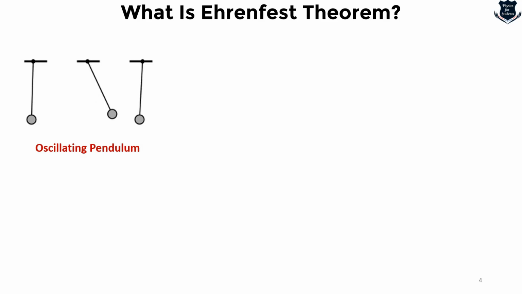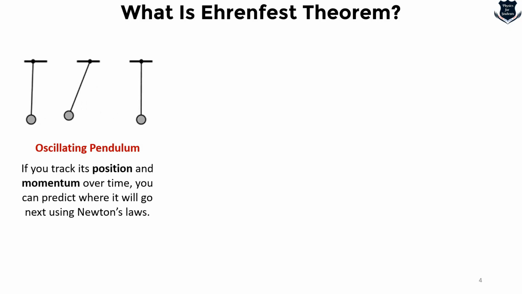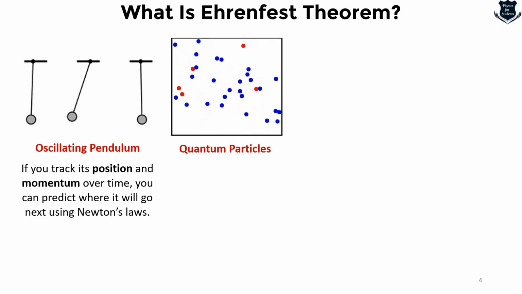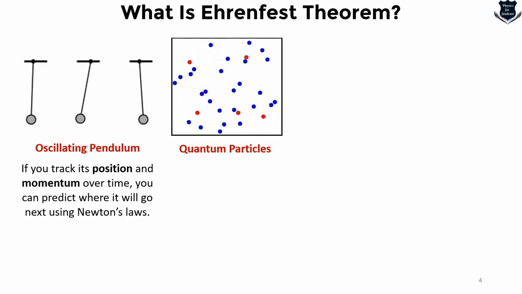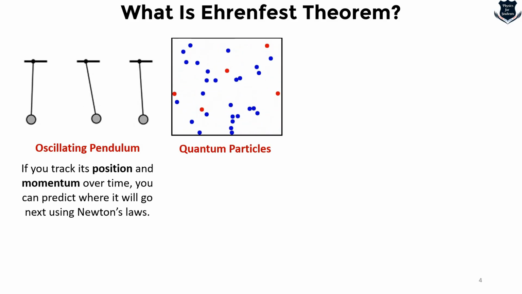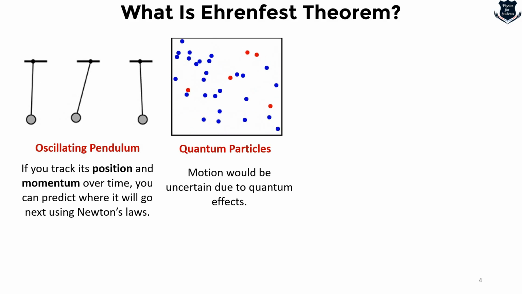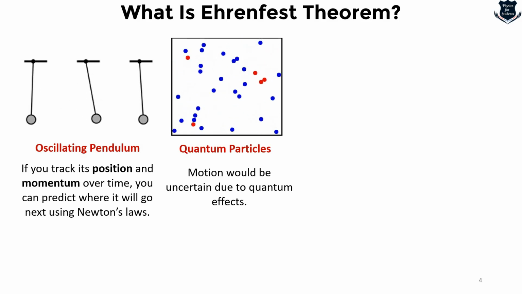entire Ehrenfest theorem. Imagine you're watching a pendulum which is oscillating back and forth. If you track the position and momentum over time, you can definitely predict where it will go using Newton's laws of motion. Now consider that if the pendulum were a tiny quantum particle, its motion would be uncertain due to quantum effects. What are the quantum effects? This motion would be affected.